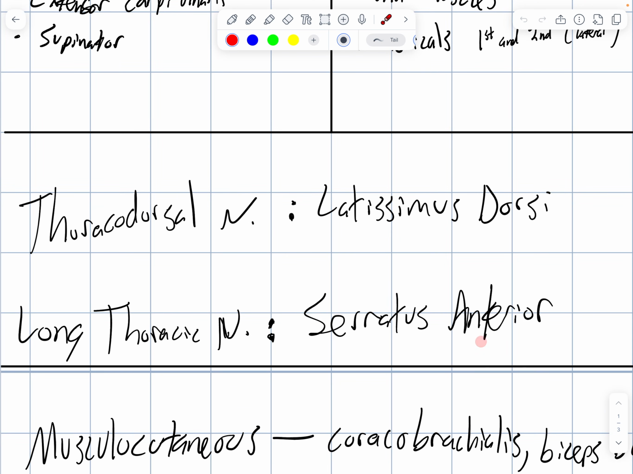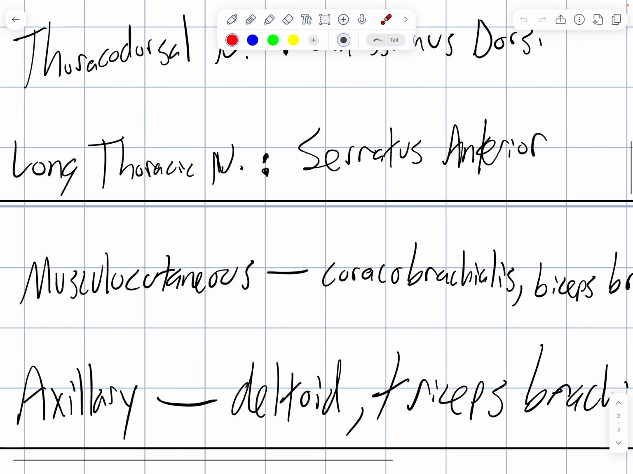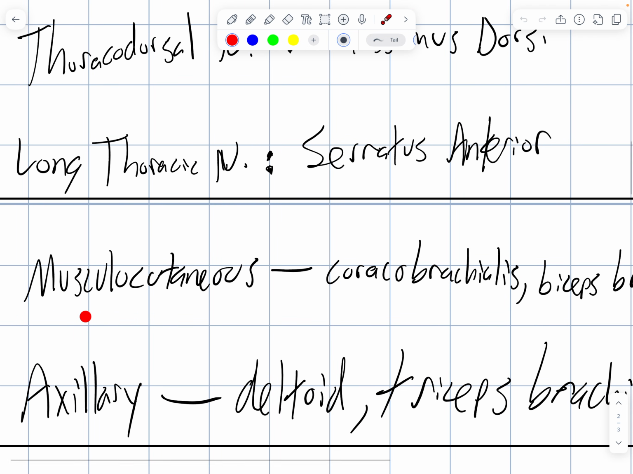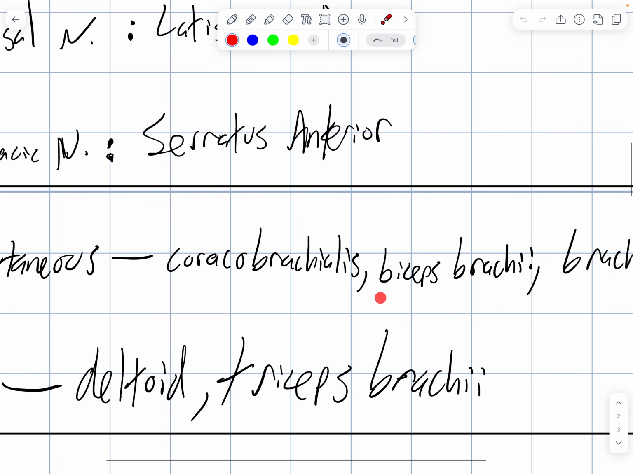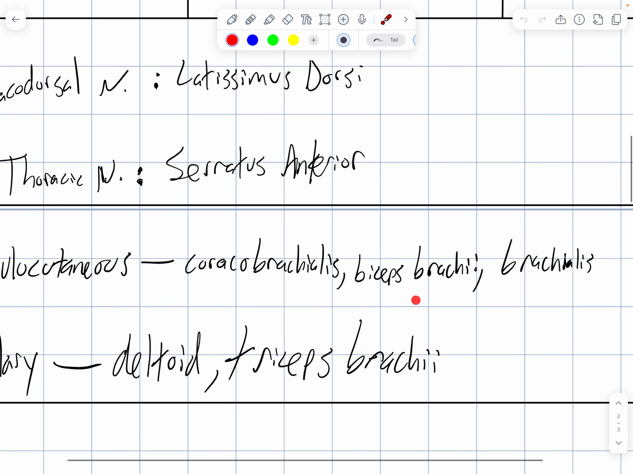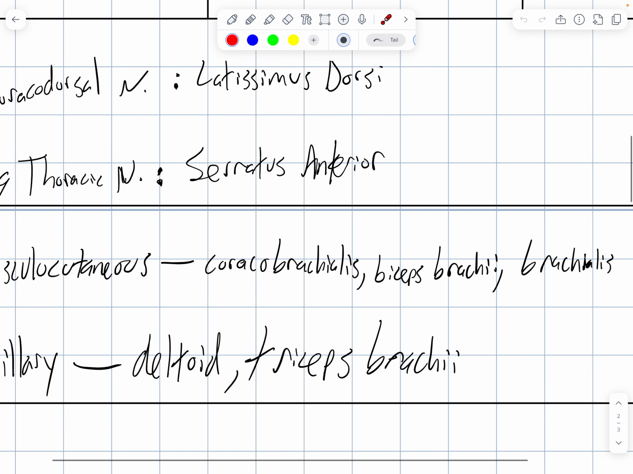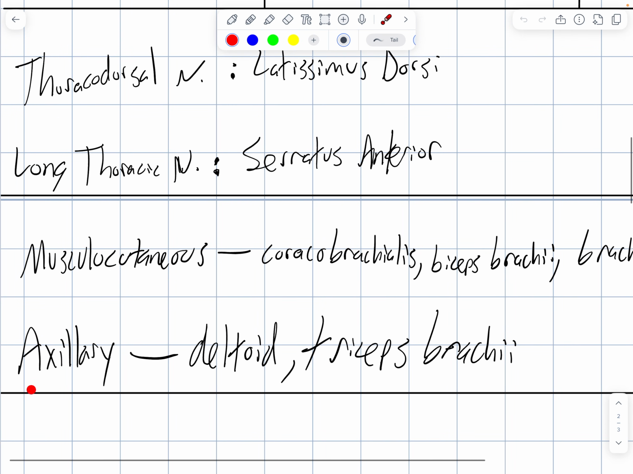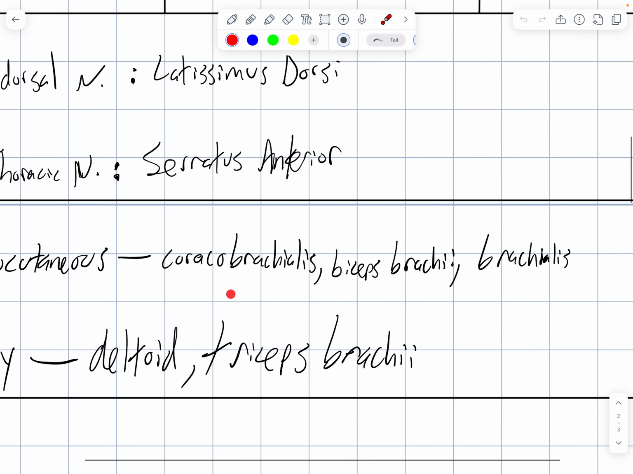And then a couple other important ones to note. Thoracodorsal nerve innervates the latissimus dorsi muscle, and the long thoracic nerve innervates the serratus anterior. And then we have two more. Musculocutaneous innervates the coracobrachialis, biceps brachii, and the brachialis. And axillary innervates the deltoid and teres minor.